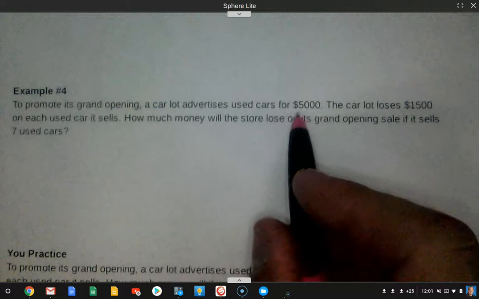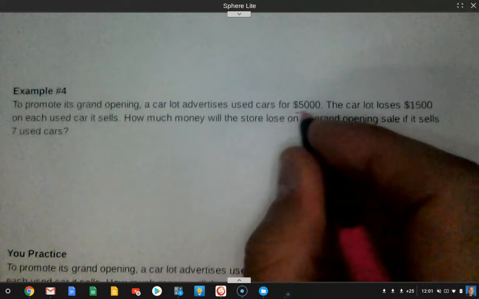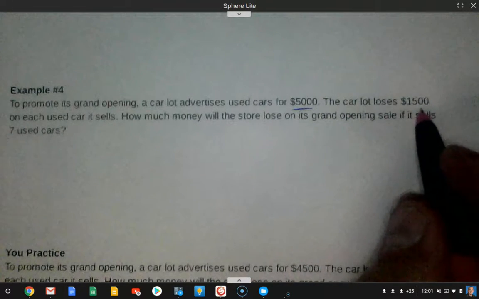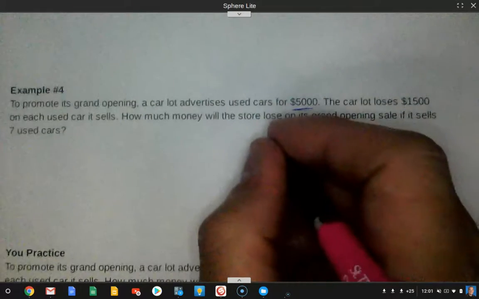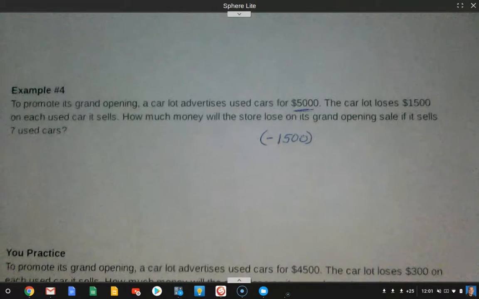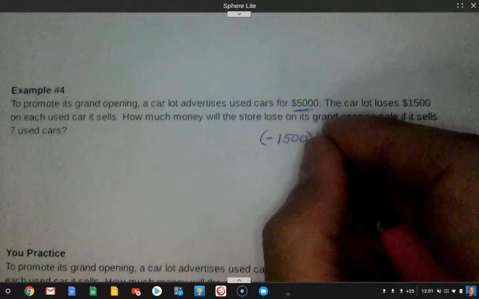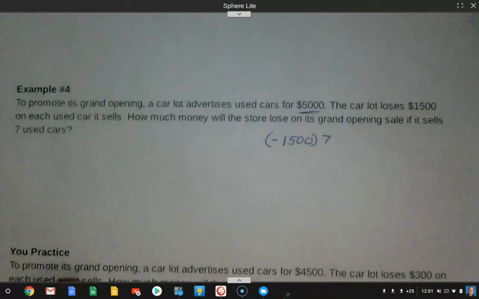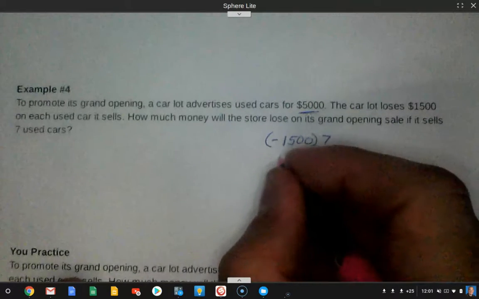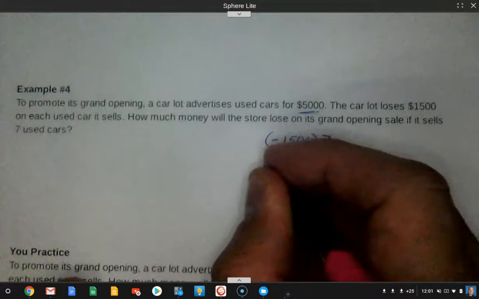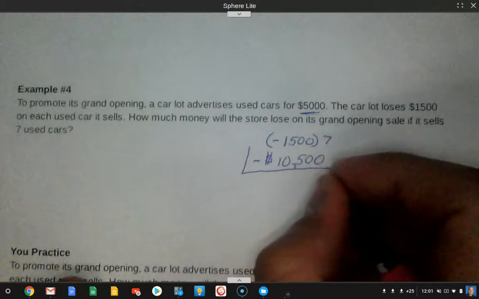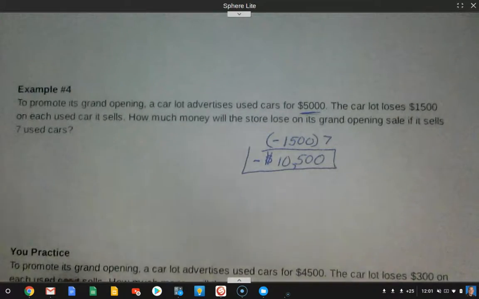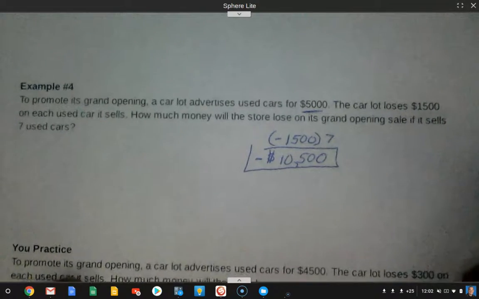All right, it's $5,000, and we know the car lot loses $1,500. This piece of information is all great, but it's not really important. We know that they're going to lose $1,500. So it's going to be negative $1,500 for every car that they sell. Now if they sell 7 cars, we want to find out how much they lose just by multiplying these two values. So 1,500 times 7 is 10,500. It's a negative amount, so they're going to lose $10,500. We actually didn't need the $5,000. All we need to know is that they're losing $1,500 for each car sale.